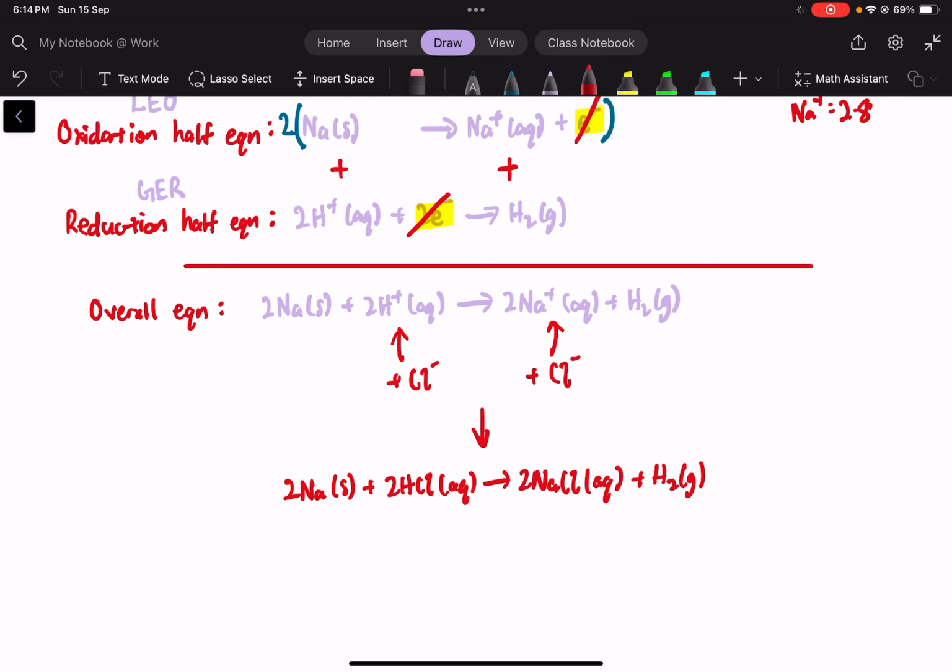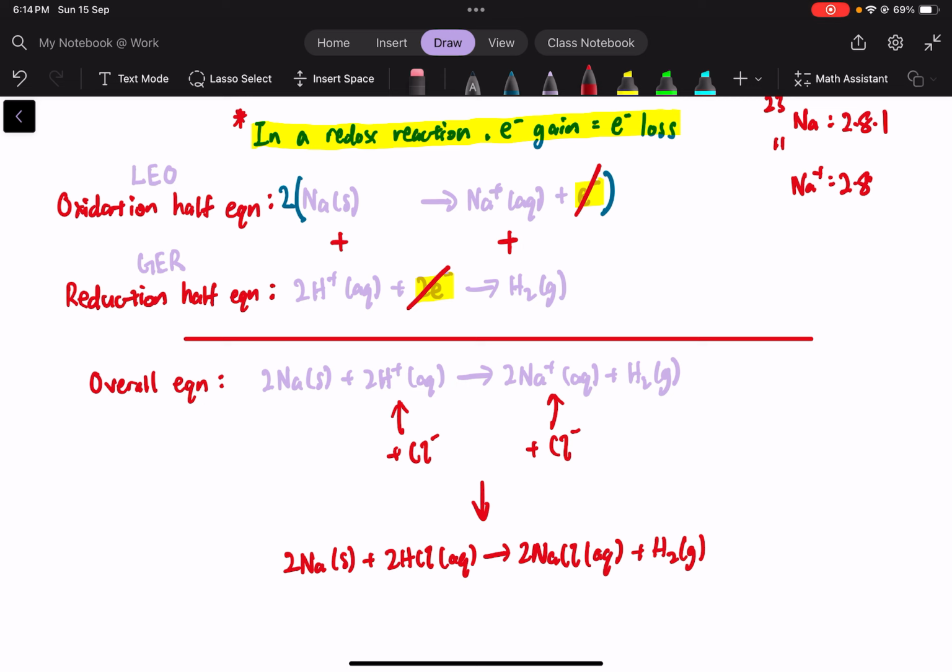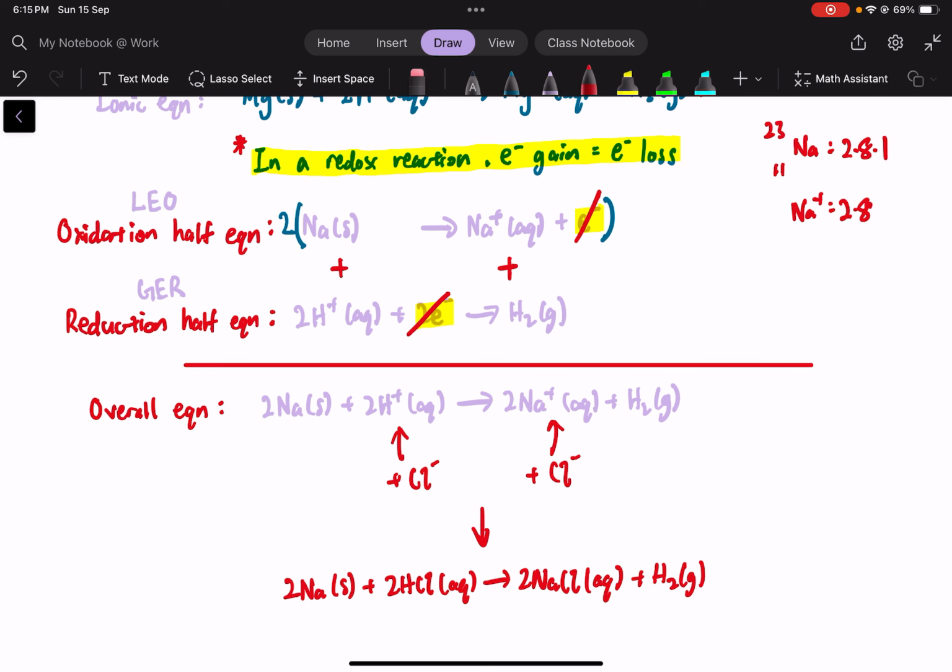So oxidation half equations and reduction half equations are essentially just how ions are formed, and also the process by which electrons are transferred from one substance to another. Using this information, we can also form overall equations from it.